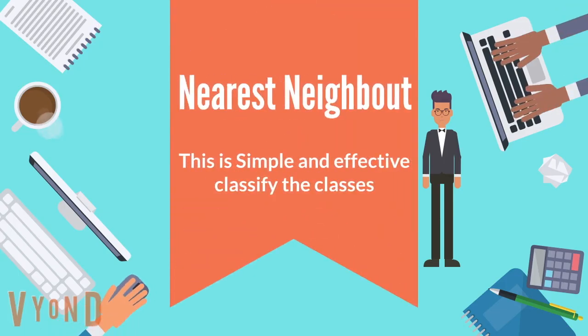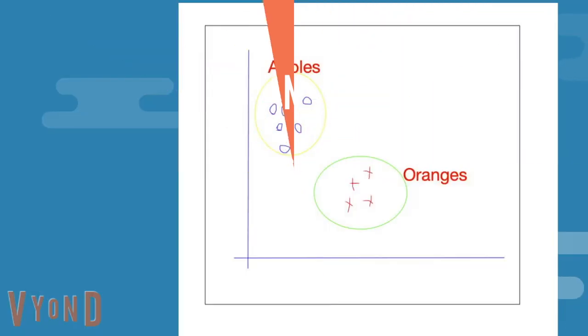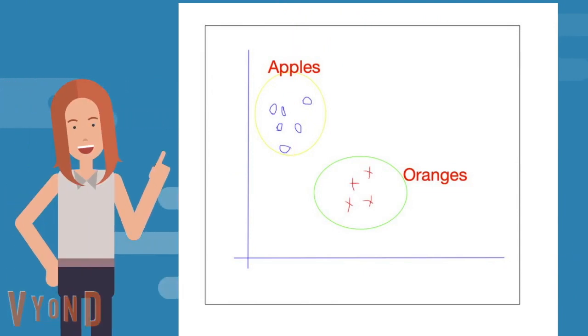Nearest Neighbor. This is a simple and effective method to classify classes, for example, to identify a fruit by color and density. Here we have data of two fruits, apples and oranges, in a two-dimensional graph.